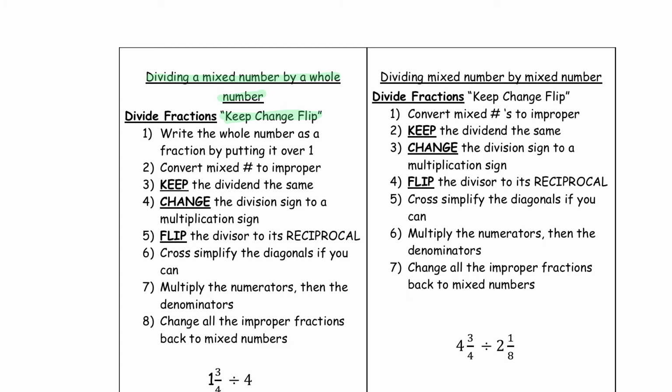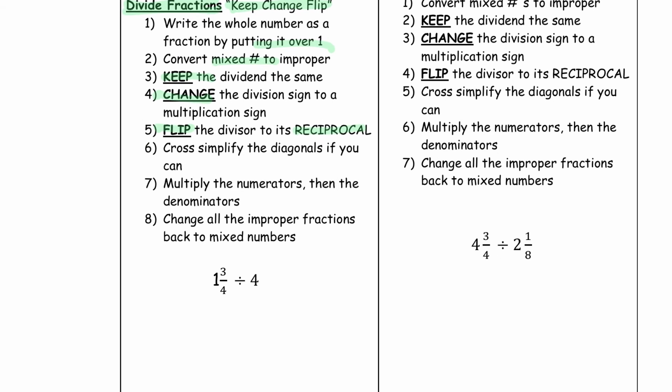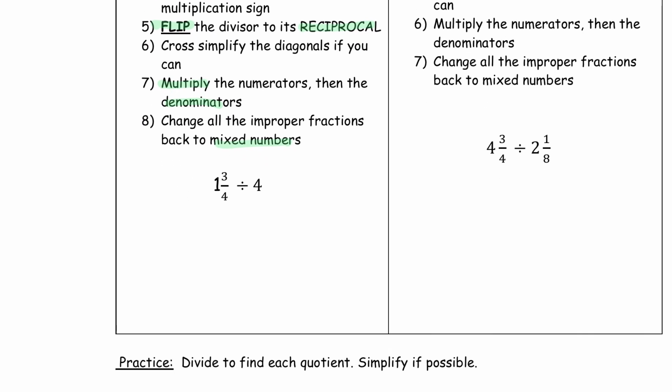So when you're dividing fractions, you're going to write the whole number as a fraction by putting it over 1. You're going to convert or change your mixed number to improper. Keep the dividend the same, the first number. Change the division sign to multiplication and flip the divisor to its reciprocal. Please use the language. And remember, then you can cross-simplify the diagonals if you can. Multiply the numerators, then the denominators, and change all improper fractions back to mixed numbers. Here are all the steps you need. Okay, let's take a look at the next one.